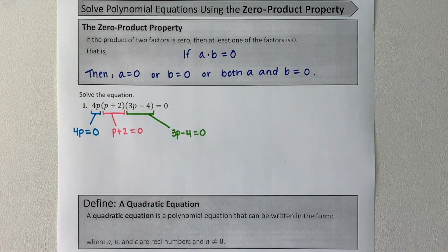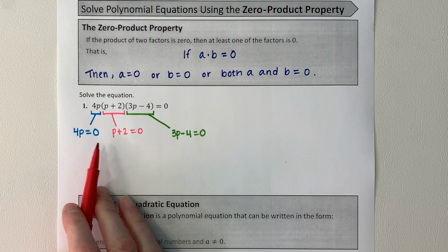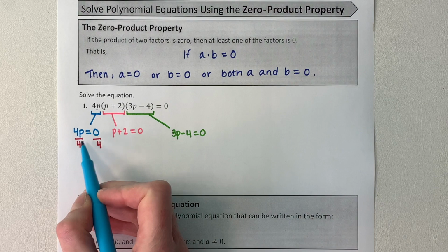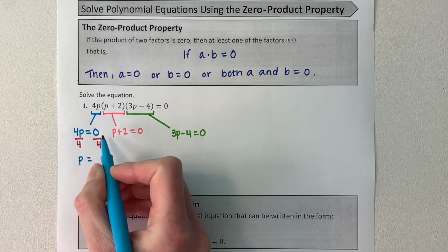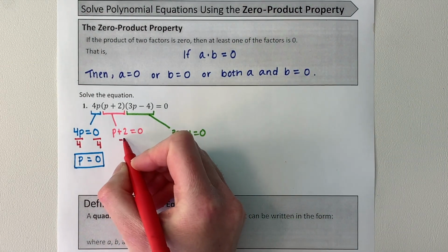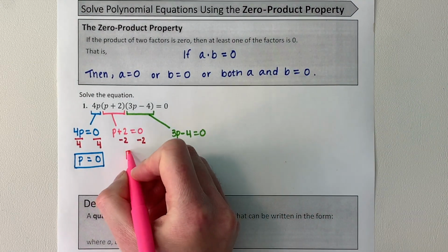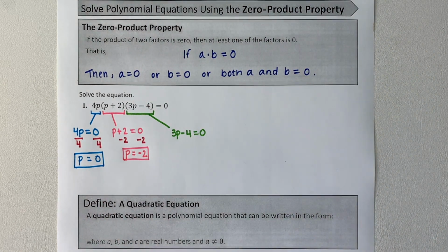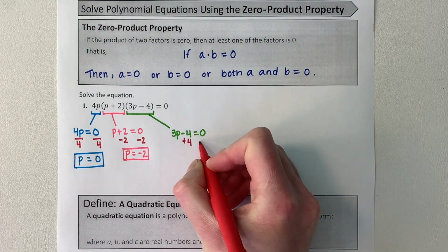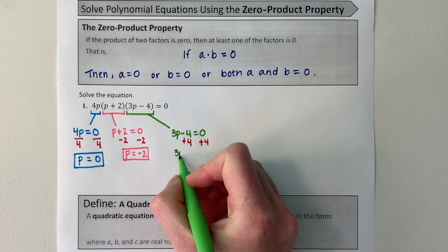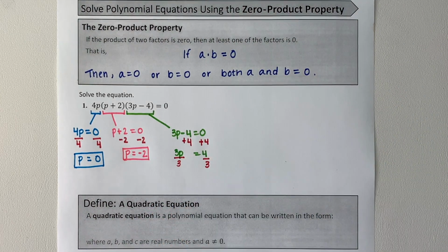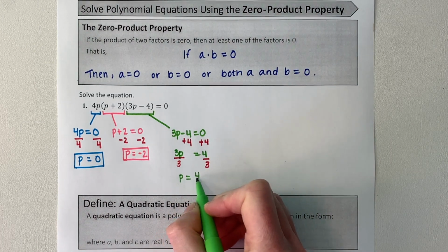Then we want to solve each equation. To solve this equation here, we want to isolate p, and to do that, we need to divide by 4. These 4's will cancel, and we'll be left with p is equal to, and 0 divided by 4 is 0. Next, let's solve this equation here by subtracting 2 from both sides, and that leaves us with p is equal to negative 2. And to solve this third equation here, we want to isolate p. To do that, let's start by adding 4 to both sides. That will leave us with 3p is equal to 4, and then we'll divide both sides by 3. That will leave us with p is equal to 4/3.